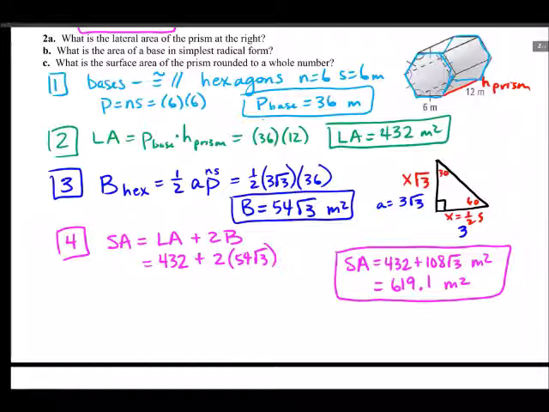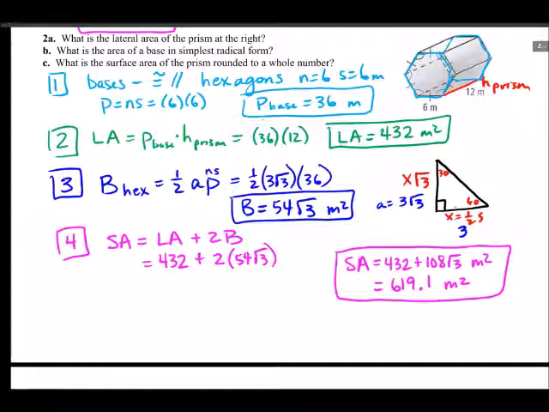Step 3 is to find the area of the base. We know how to find the area of a hexagon. It's 1/2 AP or 1/2 ANS. We already have P. So I drew my triangle. I know that it is a 30, 60, 90 triangle because all hexagons are. And that means that my bottom side here is x, which is half of the side length, which is 3. And my apothem is x square root 3. So my apothem is 3 square root 3. I plug it into my formula, and the area of the base is 54 square root 3 meters squared.